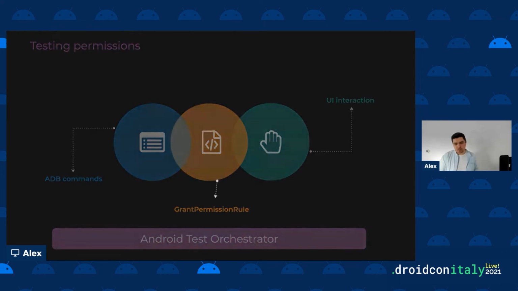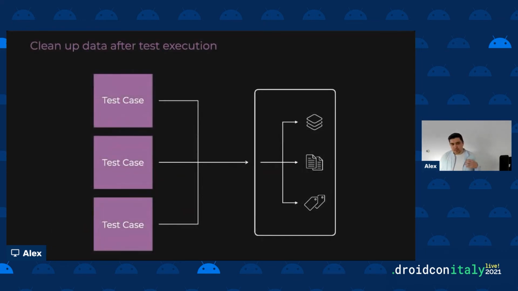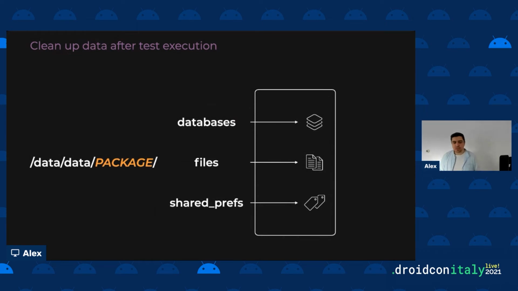interaction plus ADB commands. So let's take a look at what happens during every test case, because we have multiple test cases which can be executed in a specific sequence, which I highly don't recommend, or randomly, but many of these test cases can interact with the database, and read or update files. Or, as an example, they can also change some shared preferences and any other data. And all this data is stored in one folder, /data/package. And in this directory, we have a couple of folders like databases, files, and shared preferences.